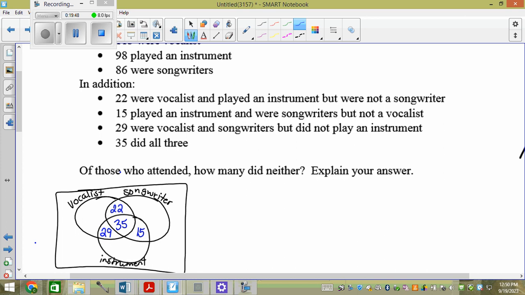7. Songwriters were 7? I stand by the 7. 86 minus 22 minus 35 minus 15 is 14. Why is that wrong? Songwriter is 86. Something is wrong here. So 22 were a vocalist and played an instrument. These are not right. How did no one correct that? The numbers aren't right.